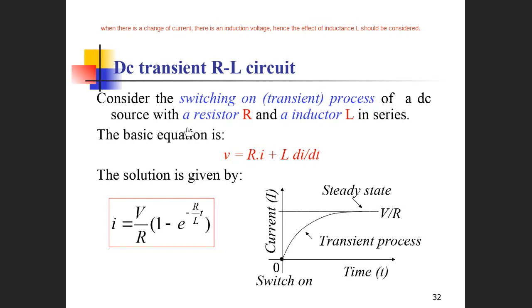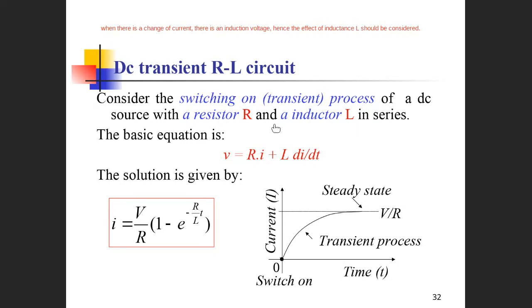Now we consider the switch on or switch off process in a DC source connecting to a resistor R and an inductor L. So now you have learned about the inductance. You should consider that any machine or component has resistance R and inductance L. Whether the inductance L affects the circuit or not depends on whether the current changes or not.